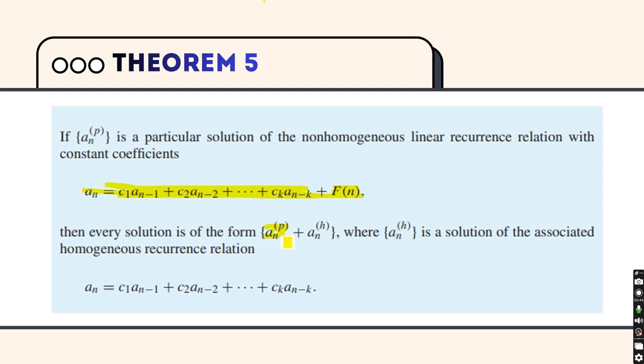to the whole equation, meaning one sequence that satisfies the full formula, including Fn, then every possible solution to the recurrence is a_n equals a_n^(P) plus a_n^(H), where a_n^(P) is a particular solution to the full recurrence, and a_n^(H) is a solution of the associated homogeneous recurrence. That is this one, the same recurrence but without f of n.